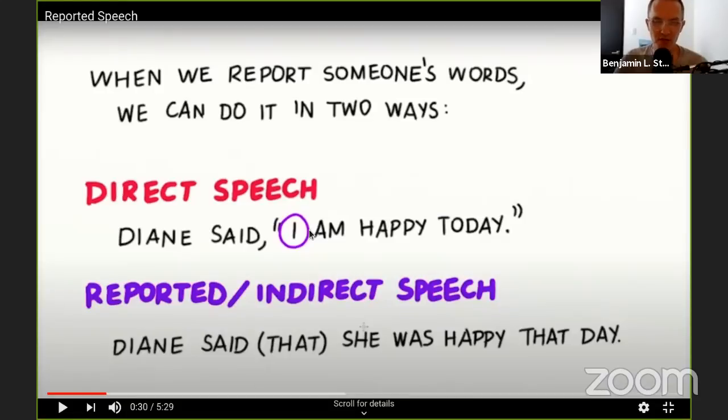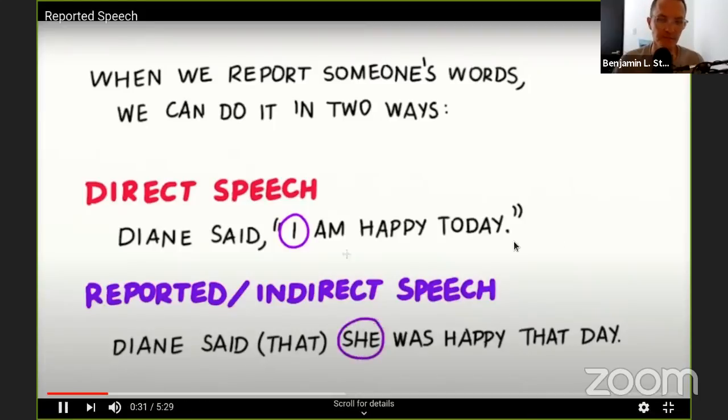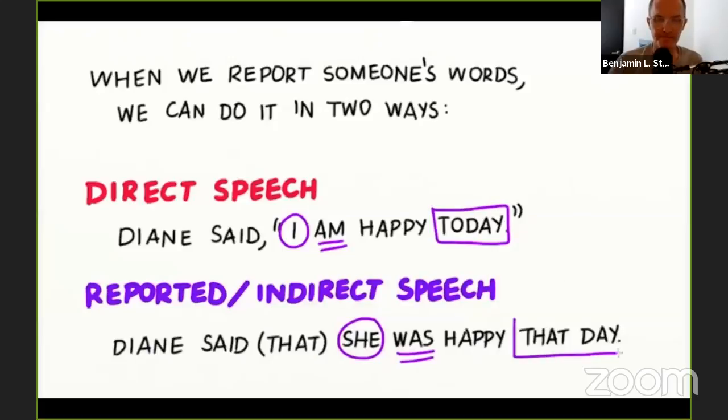Here they're going to explain also that we need to be careful with the pronouns, since I is the first person pronoun since she's talking about herself. In reported speech, it'll be in the third person, one person talking about someone else. Notice that there's a difference between direct and reported speech.